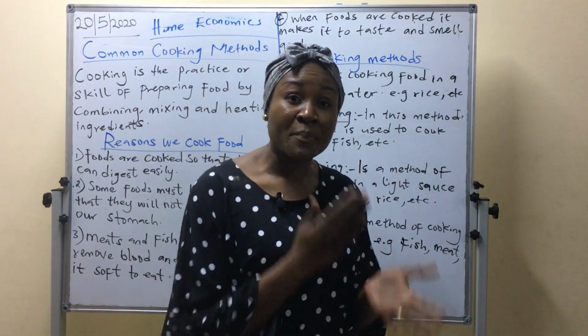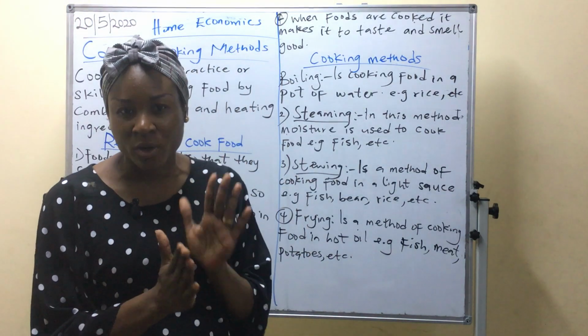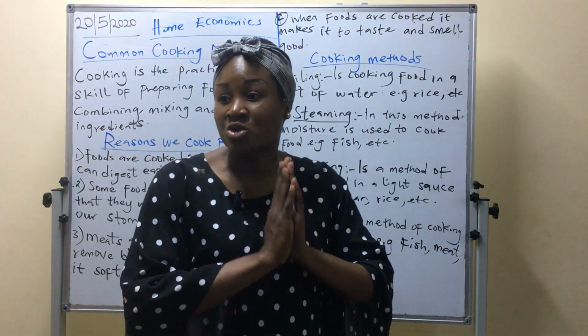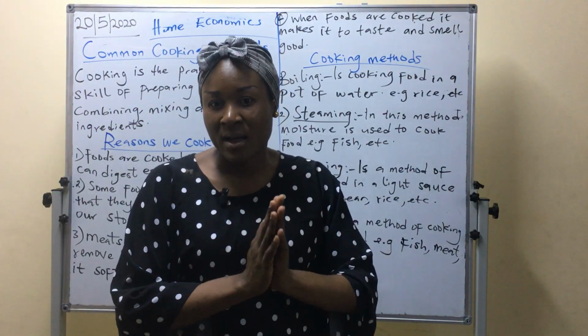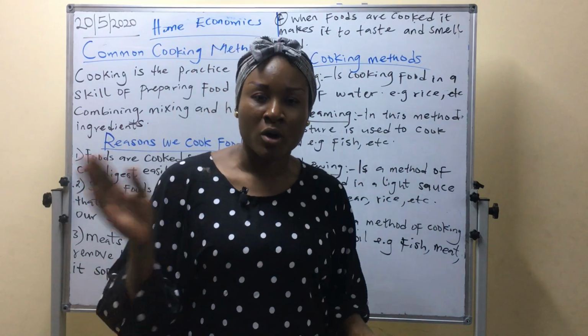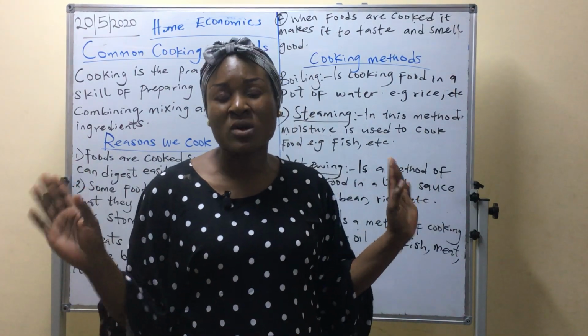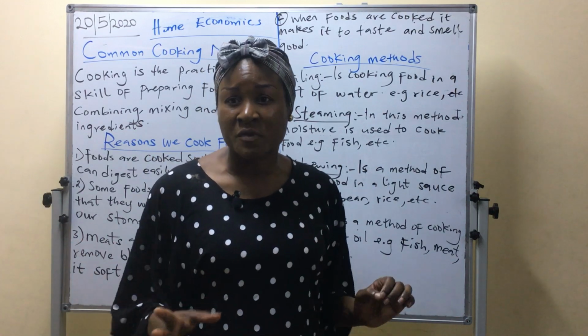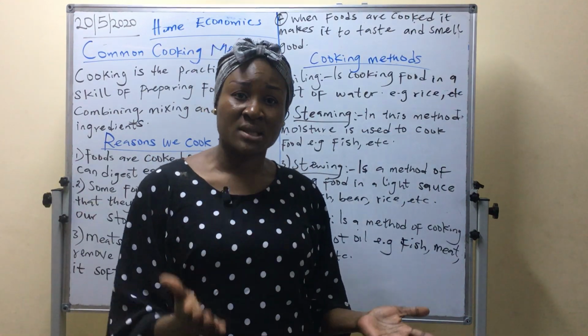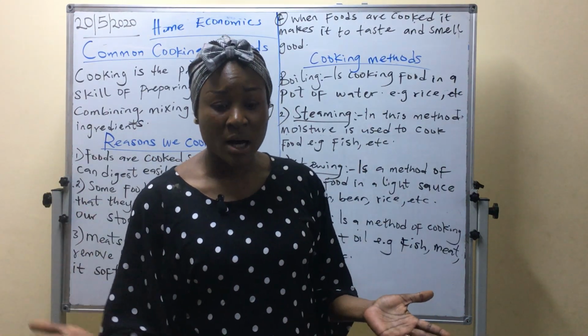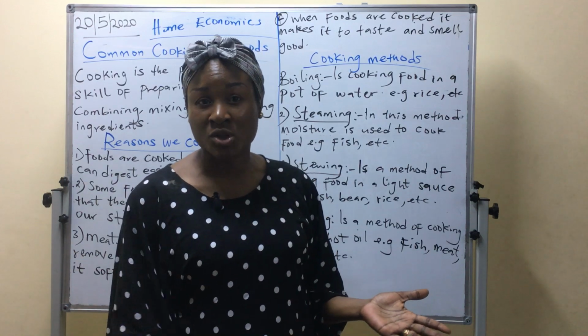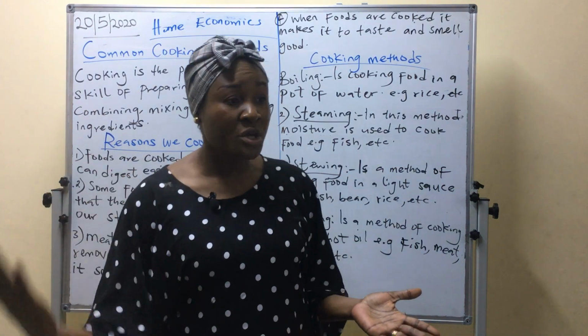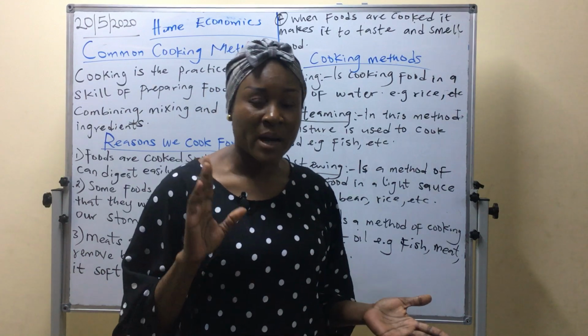You put your dry pot. This time around, you don't put anything in the pot. You allow the pot to dry from water. Once the pot is dry, you pour your oil. Then fry whatever you want to fry. Once the oil is hot, put whatever you want to fry. Your meat, you can fry your meat in this method. You can cook potatoes with this method. You can cook even fish with this method just by frying them.